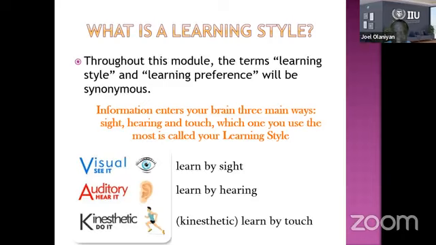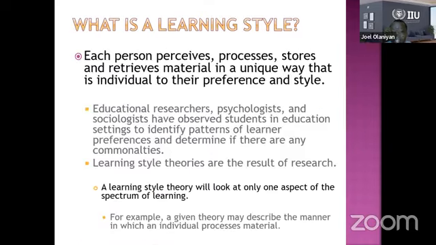Like I said, we have the visual, those who learn by sight, the auditory, those who learn by hearing, and the kinesthetic, those who learn by touch. But this is just a type in the learning styles. We are going to learn about three different styles of learning. Visual, auditory, kinesthetic, what we call the VAK learning styles, is just a type.